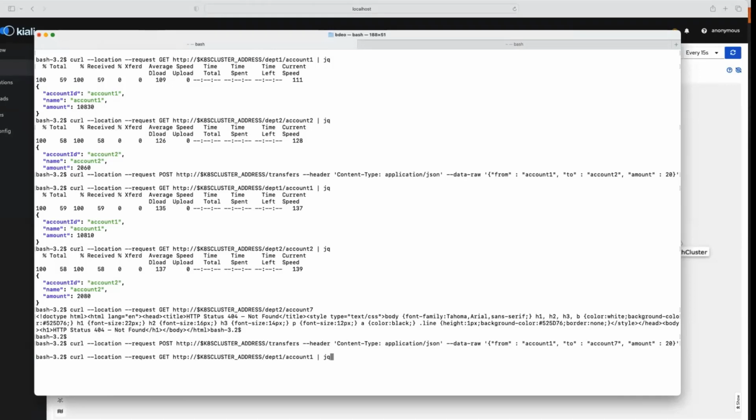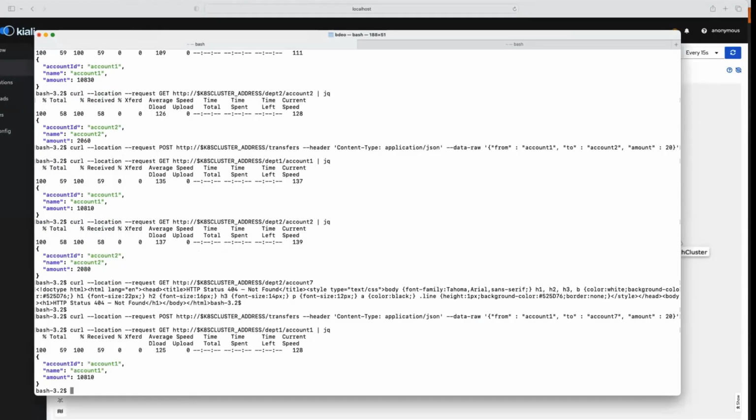So take a look at the account 1 balance in department 1. So the balance is still 10810, which was here after the previous transaction. So that has not changed. And then the account 7 does not exist. So the withdrawal was rolled back.